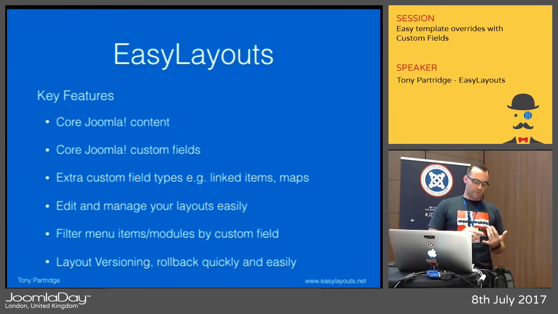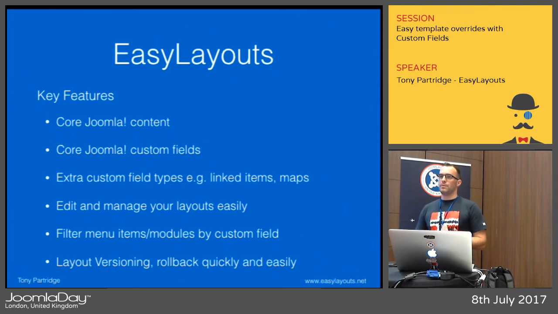Another benefit is filter menu items and modules by custom fields. At the moment, Joomla doesn't allow you to do that. You can't do it natively. So if you have a menu item, like in this example, it's a foodie website, so you may be allergic to wheat. So you don't want to see any recipes with wheat in it, so you'll select an excluding wheat menu item. And the way that works is we've added a very swish filter into the menu item, and you can just select them easily.